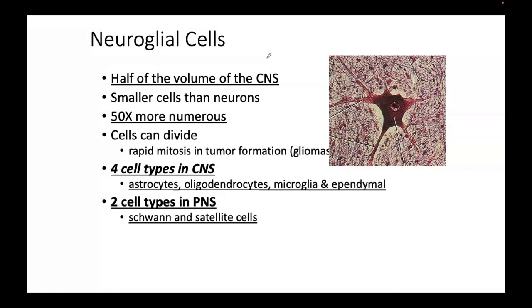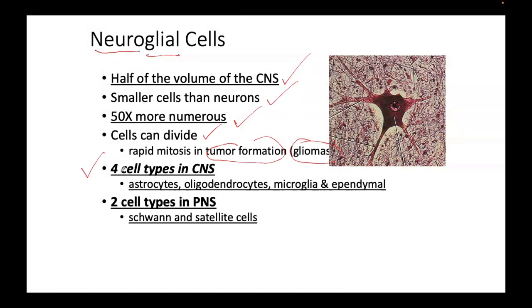So now we can talk about the neuroglial cells or neuroglial, which means nerve glue. That's what glial means. It means glue, nerve glue. It helps to hold everything together. So neuroglial cells make up about half the volume of the central neural system. They're much smaller than neurons and they're 50 times more numerous. These cells can divide, and when they do, they can create different types of tumors known as gliomas.